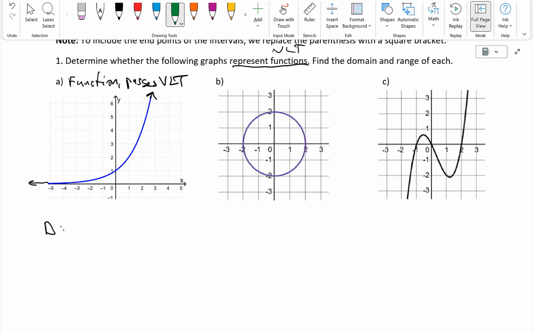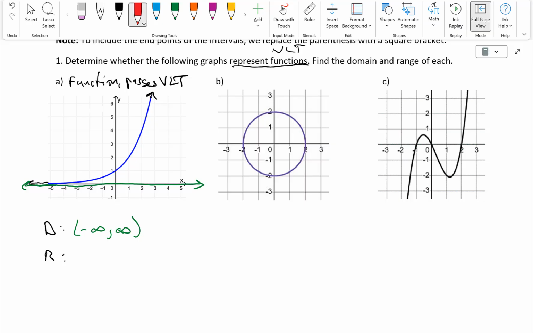Let's use green for domain. We can use red for range for a little alliteration. So it's going to run everywhere left and right. So our domain here is going to be all real numbers, or for every x we input, we get an output value. For the range, we're looking up and down the graph.